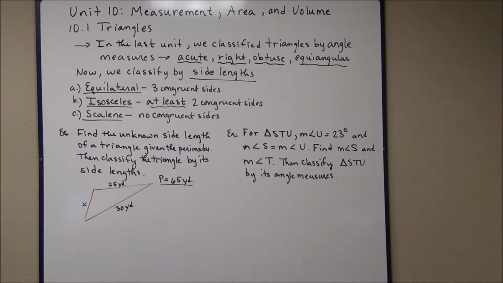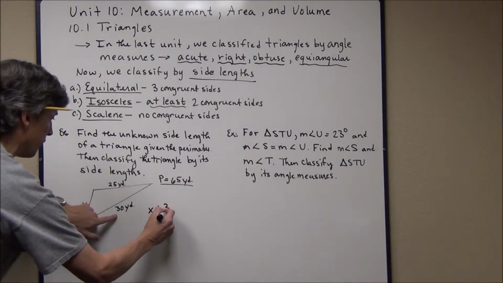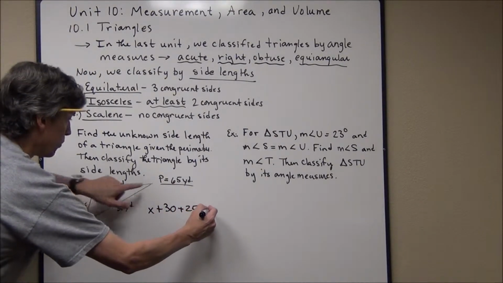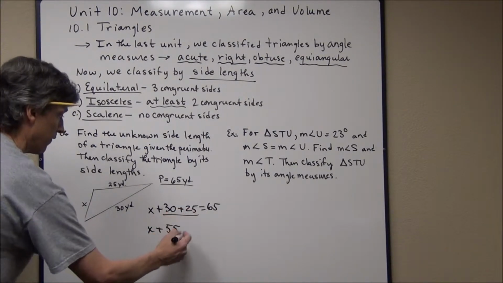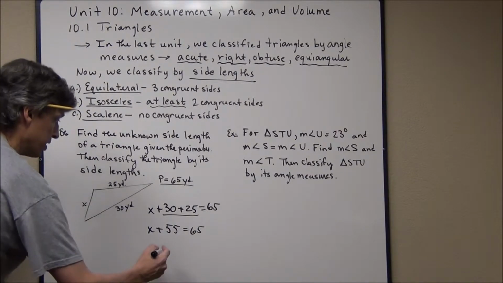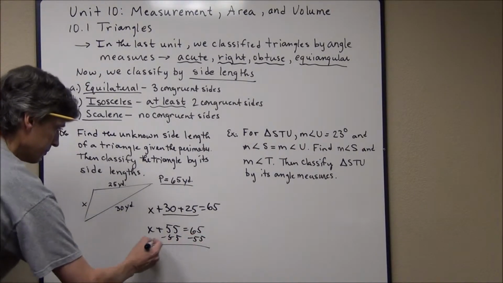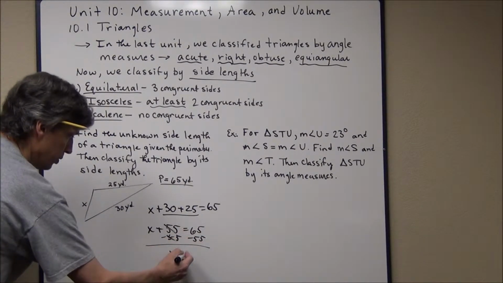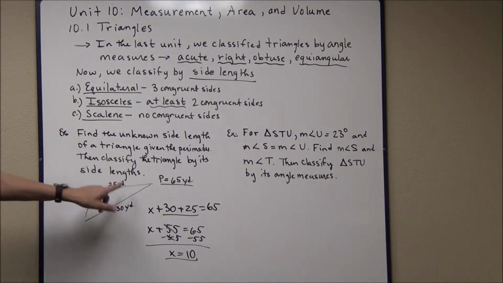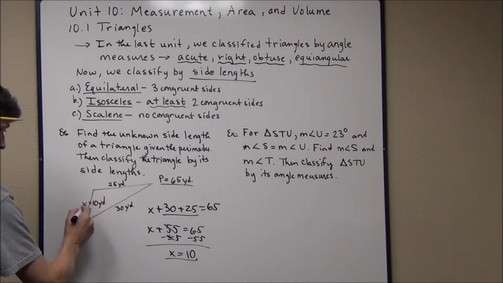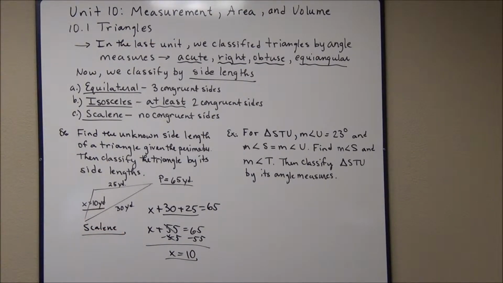So we know in this case that if we add up the three sides, we should get 65. So that means x plus 30 plus 25 equals 65. These are like terms. I have x plus 55, 30 and 25, equals 65. If I subtract 55 from both sides, I get x is equal to 10, and that would be my measure. This would be 10 yards. So since all three measures are different, this being 10 yards right here, we know it's scalene. That's how we would classify it by its side lengths.